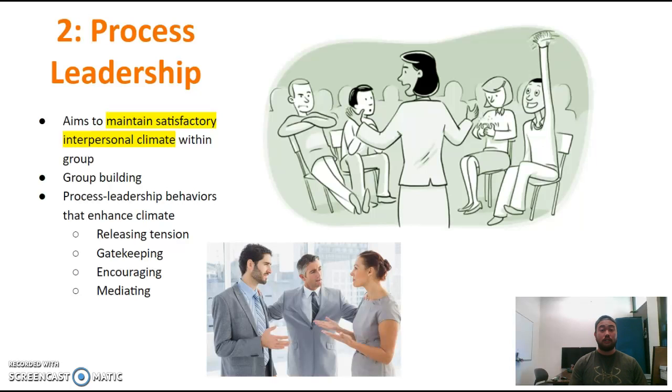Process leadership. So this category of the functional perspective aims to maintain the satisfactory interpersonal climate that's found within the group. So this is just the general feel of the group. Are we working well together, or are we bickering amongst ourselves? So in times when you feel that tensions are high, there are behaviors that can help enhance that climate. So those are things like releasing tension, which is like taking a break, grabbing some coffee, and retackling the problem with a fresh mindset.